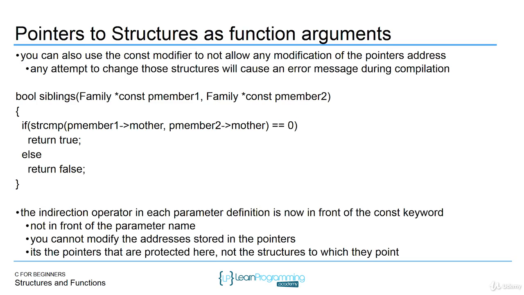The indirection operator in each parameter definition is now in front of the const keyword, that asterisk. It's not in front of the parameter name. You cannot modify the address stored in the pointers because it's after the asterisk. If it was in front of the parameter type, then you wouldn't be able to modify what it's pointing to. This is just saying the address, so you cannot modify the address stored in the pointers. It's the pointers that are protected here, not the structures to which they point. Just like const and other pointer parameters, no difference with structs.